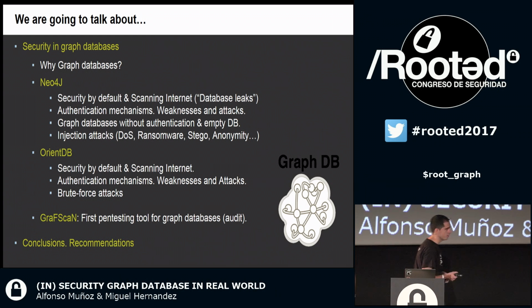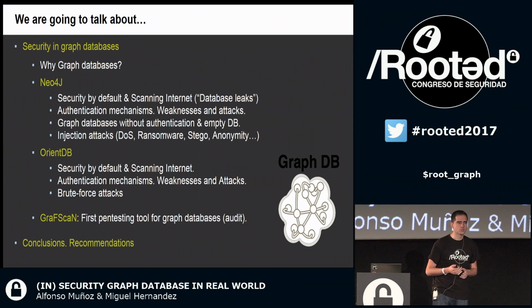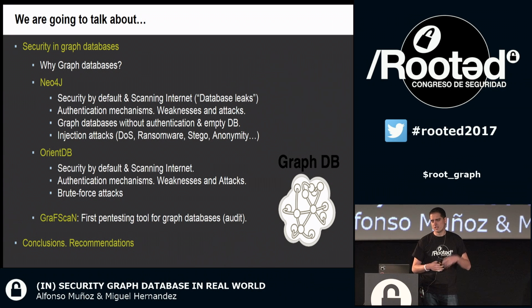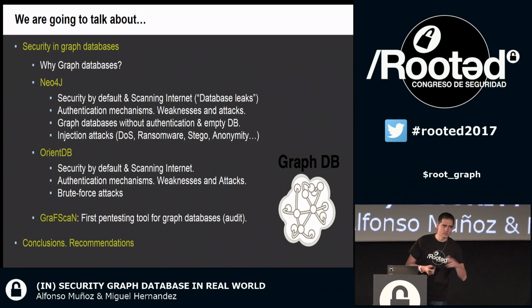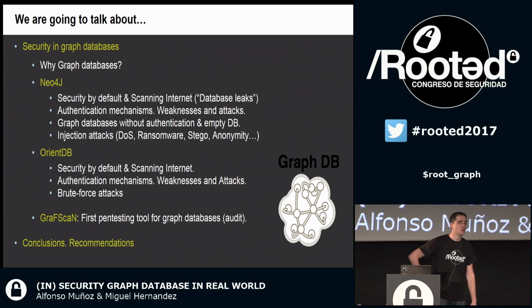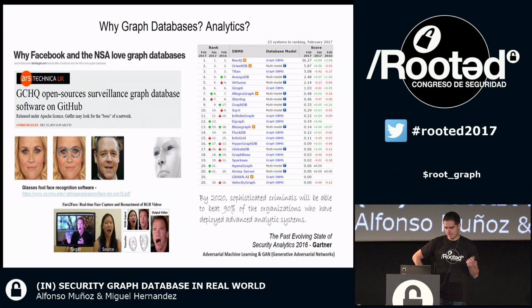We'll see brute force attacks, DoS attacks, how to create ransomware, anonymity, hidden channels, data leaks of all sorts. We'll go into more detailed things later on, and we'll have to think how to deal with this, because they're quite sensitive. And after that, we will release, well, it's been released already, an auditing tool called GraphScan, or we'll give you a link so that you can download it and play around with it.